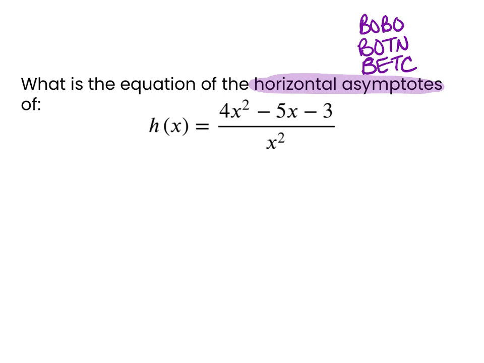Now, obviously, for this one, these are the same. Bottom is equal to top, which means we divide the coefficients of 4 and 1. My horizontal asymptote is at 4 divided by 1, or 4.